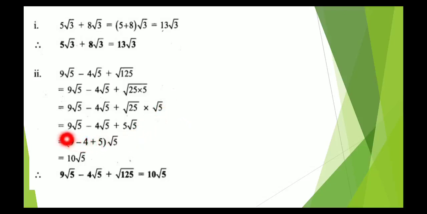Now if you see this, children, 9 root 5 minus 4 root 5 plus 5 root 5. Here the orders of three numbers are equal as well as the radicand also equal. Now I can do either addition, subtraction, whatever is given accordingly we can do. So I can write in the bracket 9 minus 4 plus 5, close the bracket children, and write root 5. 9 minus 4 is 5. 5 plus 5 is 10. So the answer is 10 root 5.